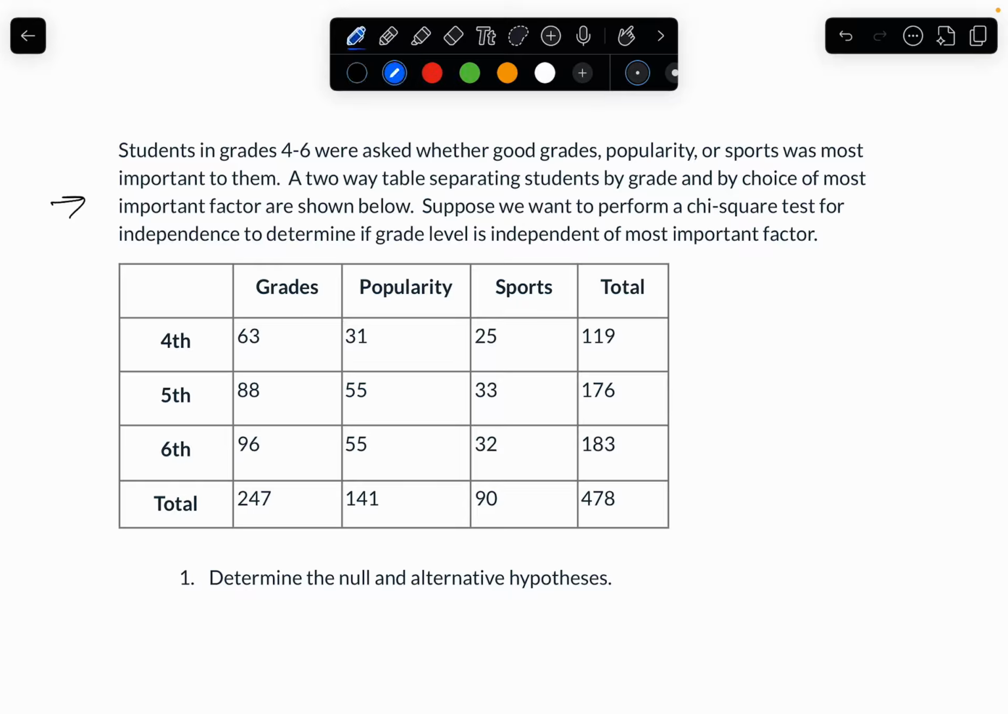First of all, whenever we're doing a chi-square test for independence, it will usually just say we want to perform a chi-square test for independence. So it tells me right there exactly what type of hypothesis test this is. Another way that we can tell is we will always have a two-way table if we are doing a chi-square test for independence. We will always see those. So we have our two-way table and we know that we're doing a chi-square test for independence.